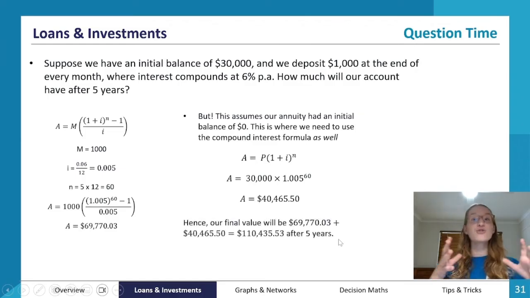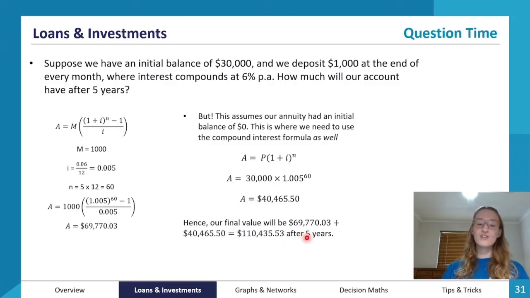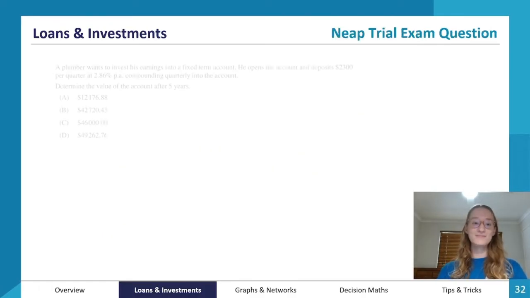So to get the actual, fully everything-included final value of our annuity, we've got to take into account this value here and this value here, which will give us a total of $110,435.53 after 5 years. So that's why, when we have an initial sum in an annuity, we need to consider both the compound interest formula and the future values annuity formula. So I hope that one made sense for you.